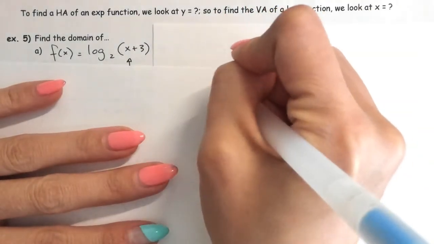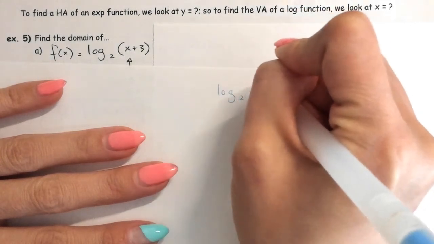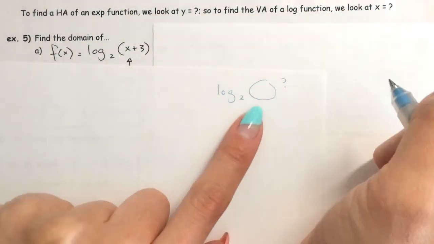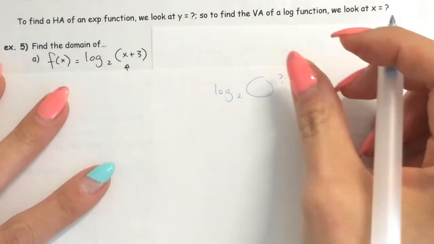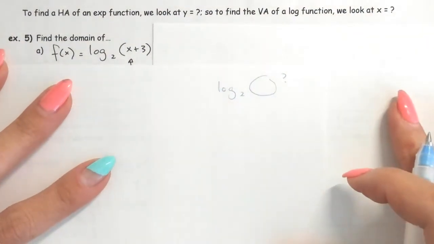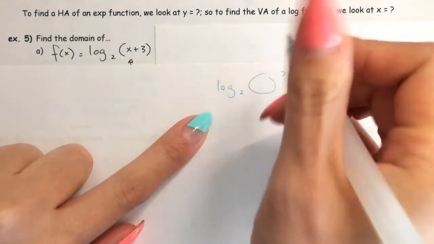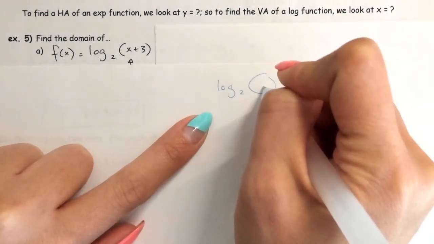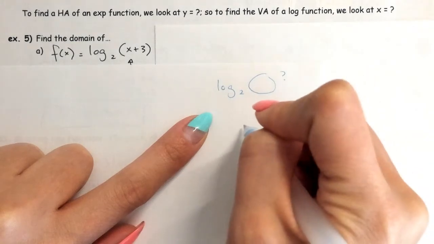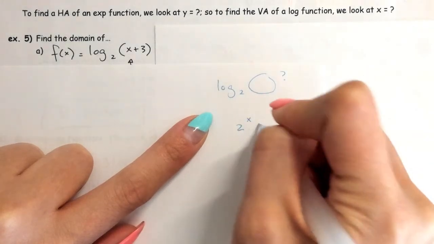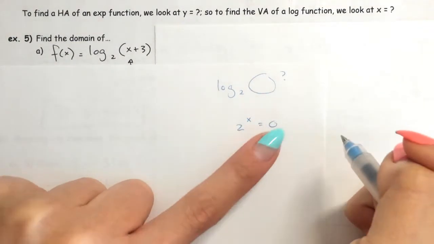But if you have log base 2 of something, I'm going to put just an empty space. What goes there and what can't go there? So in class, we were saying that what cannot go in here is a 0, because 2 to the power of something will never give you 0.